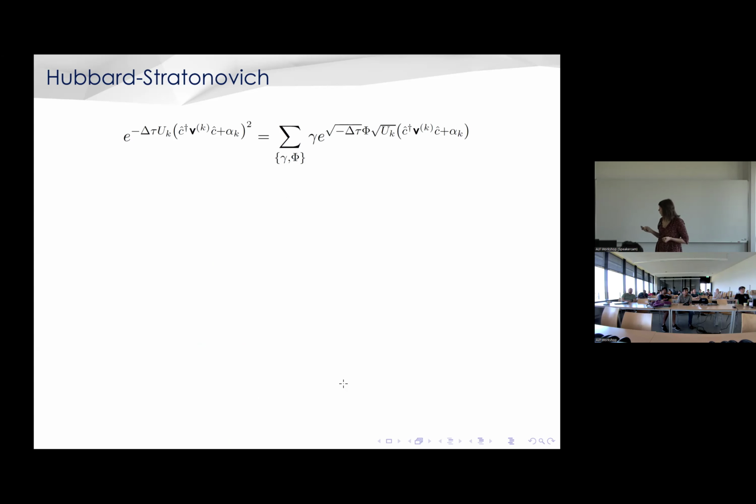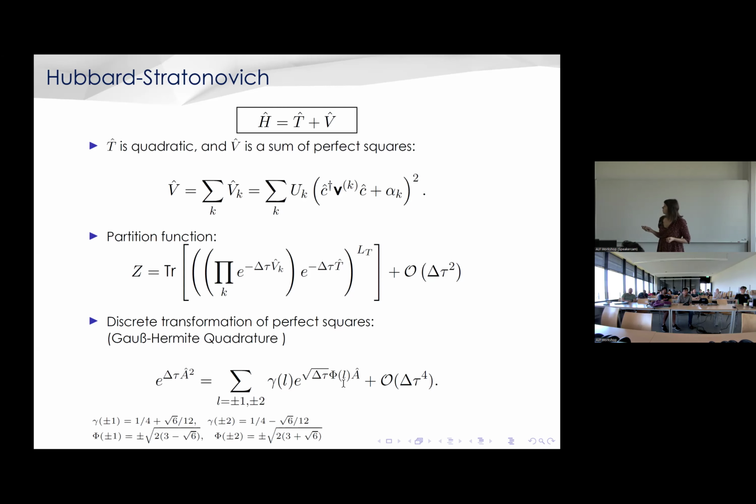Oh, we have a question from Sharm. I just want to ask, why does this auxiliary field term take plus and minus 1 and plus and minus 2, the four values? Can you make that clear? Yeah. So this is one particular Hubbard-Stratonovich transformation, and one could do it with more or with fewer, but with the four, you already have the error down to delta tau to the 4.